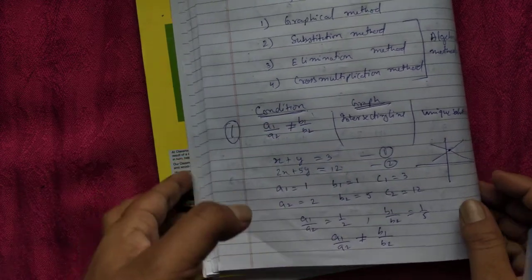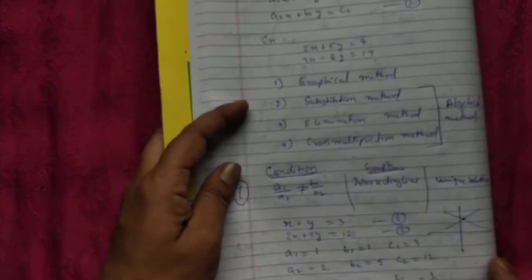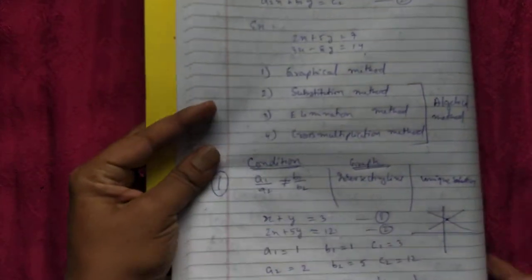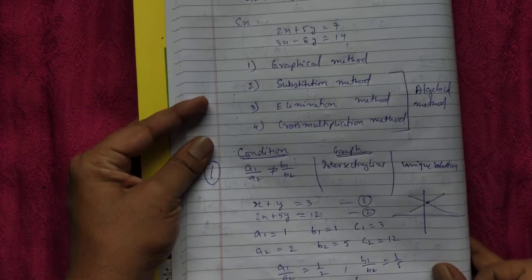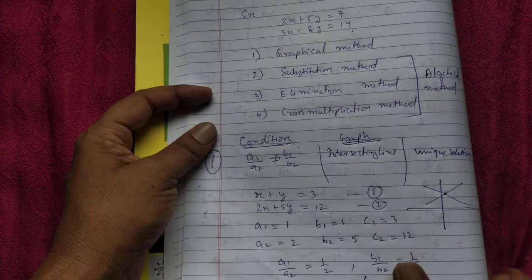The second condition for a pair of linear equations is number 2. Please pause the video to write everything before I go to the second condition. Okay, let me explain the second condition.